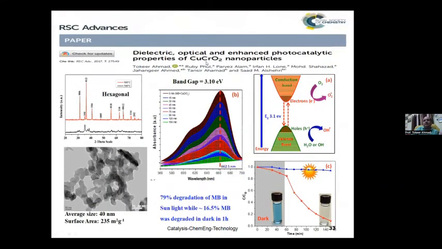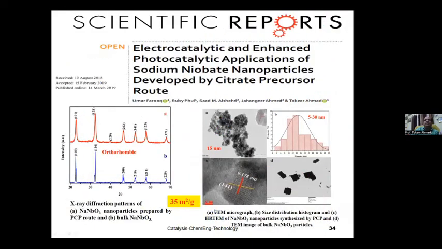And this is copper chromate nanoparticle. We also prepared it using the polymeric precursor method. Very beautiful X-ray diffraction picture, you could see over here, and with the help of this material we are able to degrade nearly 80% of the methylene blue dye. So there's nothing more important in this study. So I'm coming to the next.